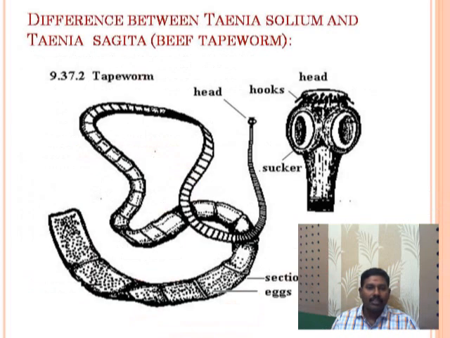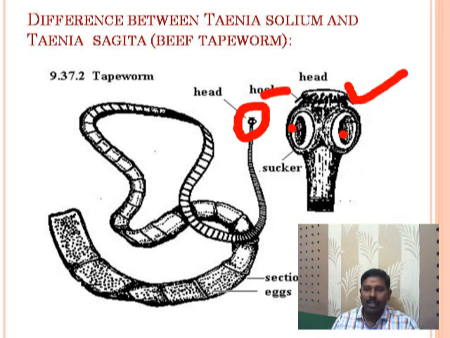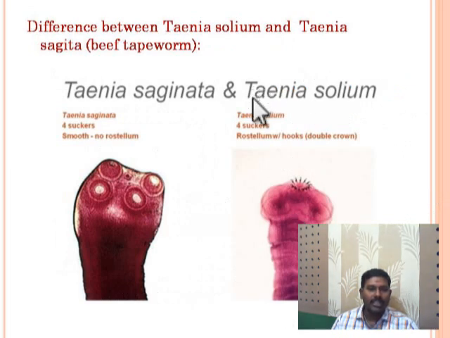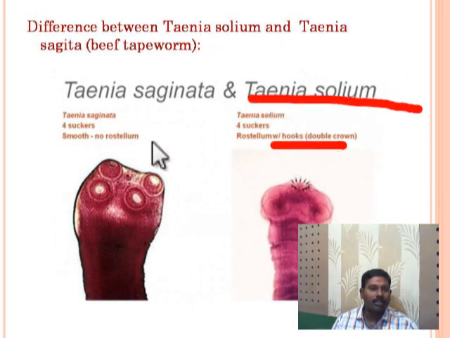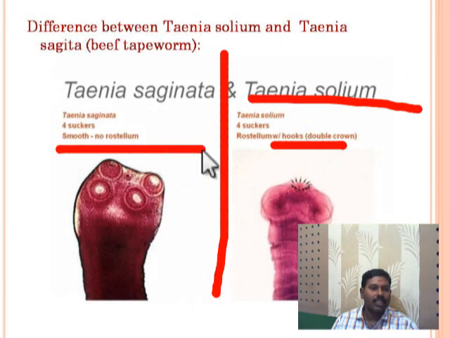Now here is a tapeworm with the head, that is the scolex, and the body surface. The scolex was elaborately described here: the scolex possesses 4 suckers, and the head has the rostellum, and hooks are there. You can see the hooks in the head. Now this is the difference. Taenia solium possesses rostellum and hooks, whereas Taenia saginata does not possess rostellum and hooks.